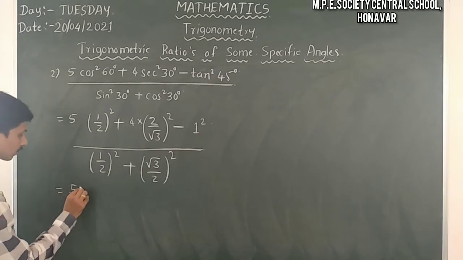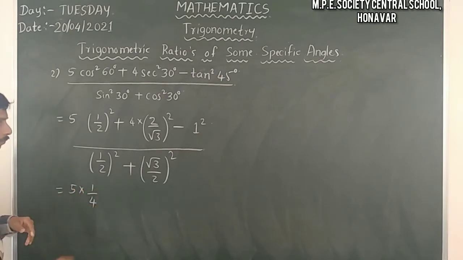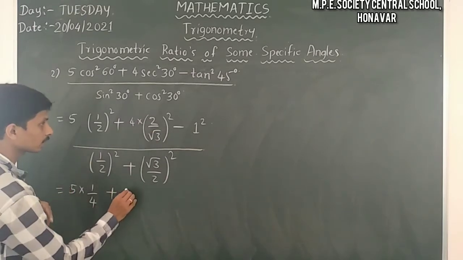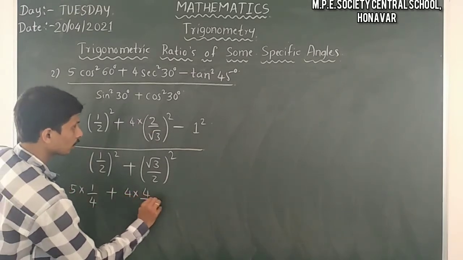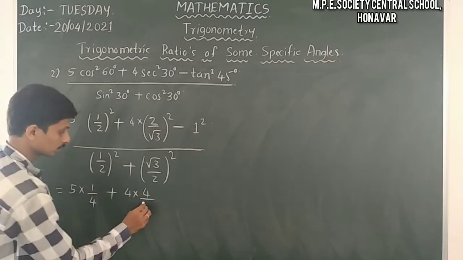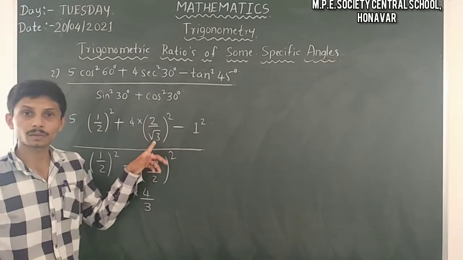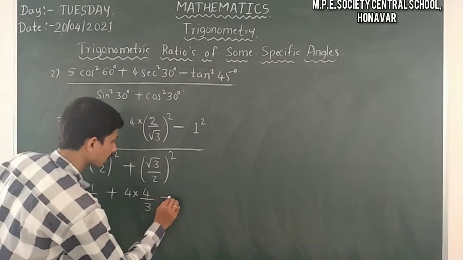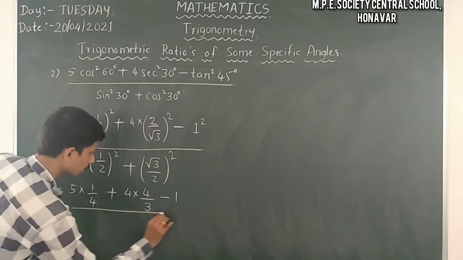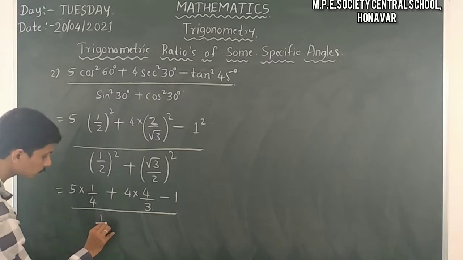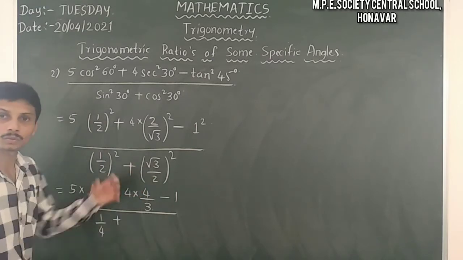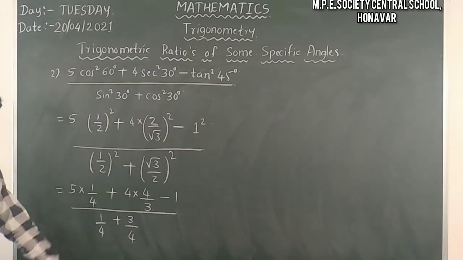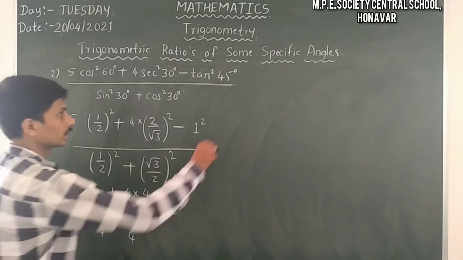here directly we can take 1 by 4, 5 into 1 by 4, plus 4 into 2 square, 2 square is nothing but 4, and root 3 whole square means 3. That is, a by b whole raised to m is equal to a raised to m divided by b raised to m. Minus 1 divided by 1 by 2 whole square, it is 1 by 4, plus root 3 by 2, root 3 whole square is 3 divided by 4. Yes. Then again we have to solve it.